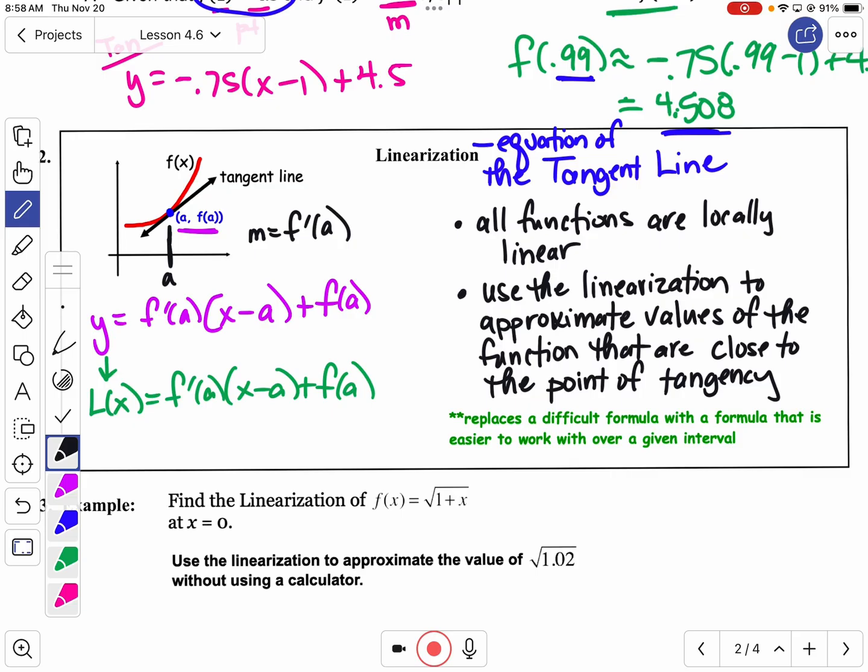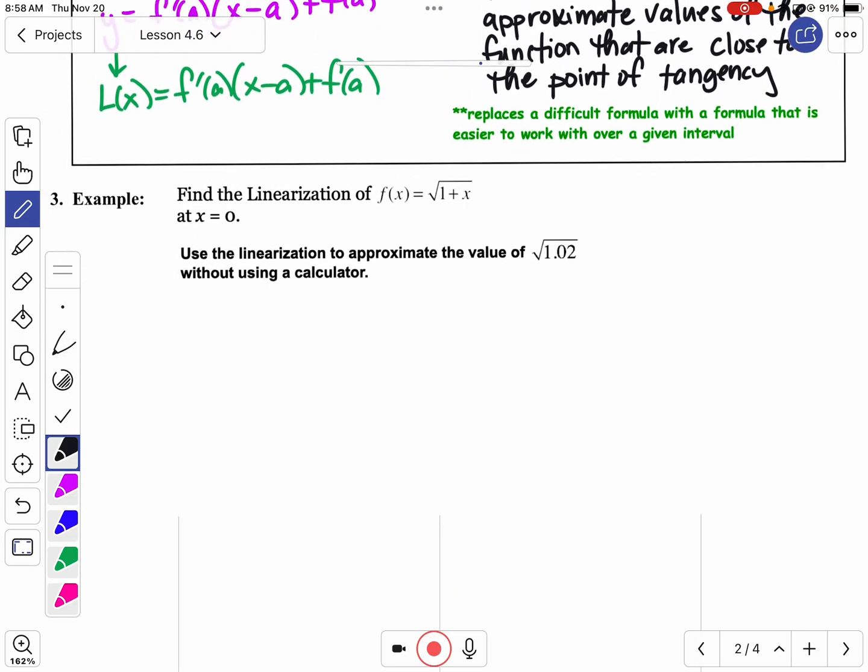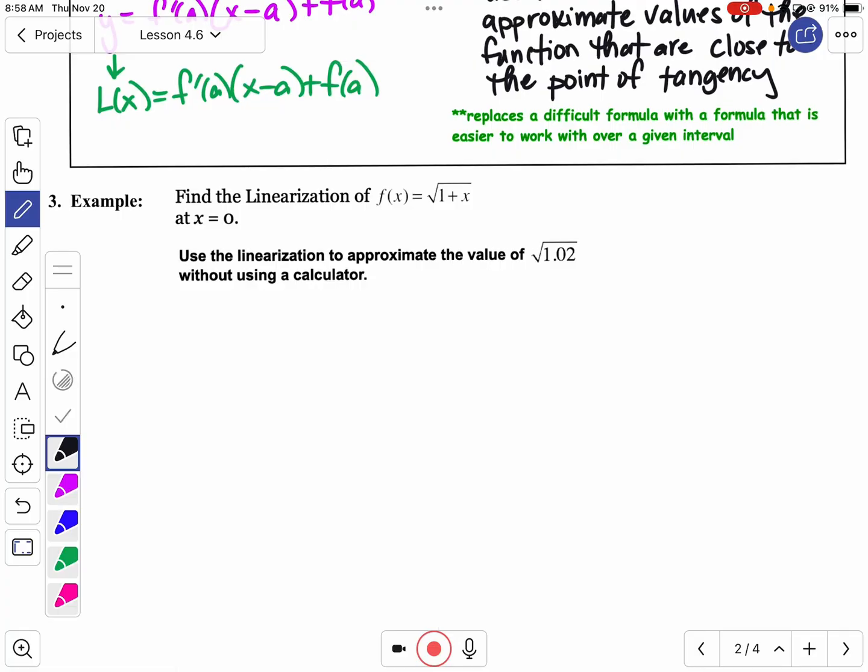All right, so let's look at what we got here. Here's the first one. Find the linearization of f of x equal to the square root of 1 plus x at x equals 0. In other words, write the equation of the tangent line, which we should be able to do. Go. I want you to find the linearization. Think about what you need and what you need to do. That's something we've already been working on.